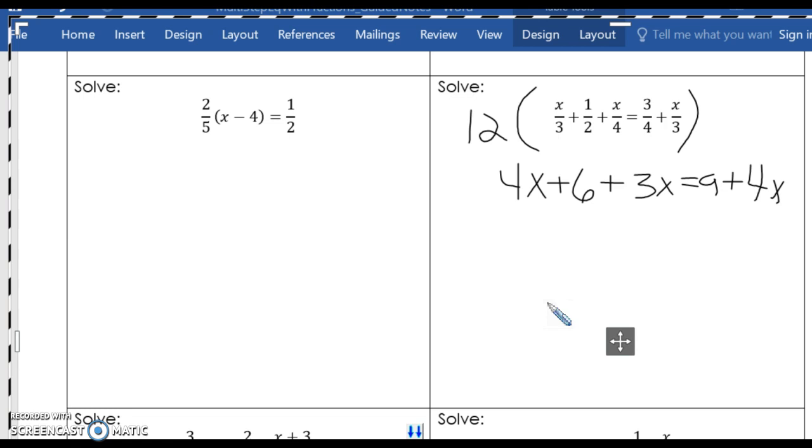Pause the video and combine like terms to see what you get. x equals negative 6.